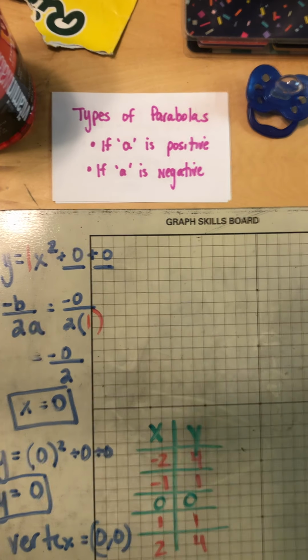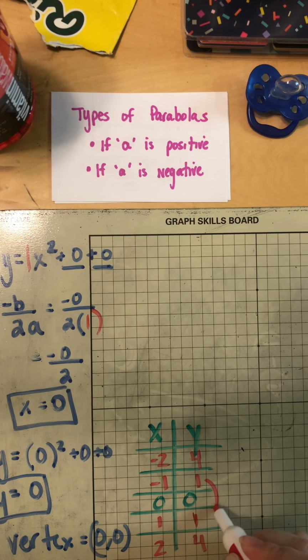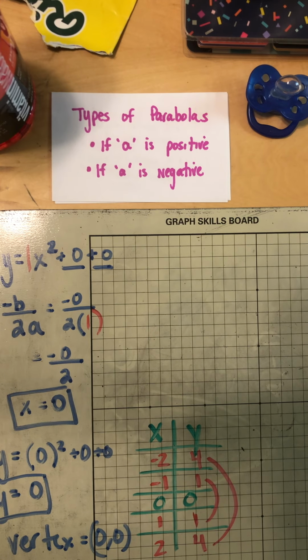Now you should notice that here is your middle, or your divider, and these two are going to be the same, and these two are going to be the same. Okay, because you have a parabola.